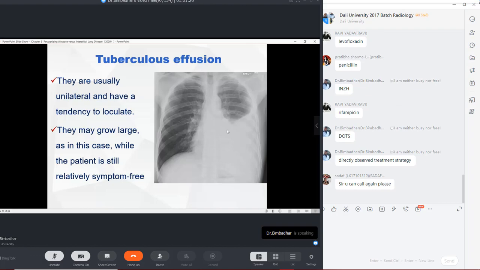Now, if there is a patient with a unilateral effusion, what's the first thing you have to suspect? Maybe he could have had tuberculosis. Every effusion is not tuberculosis, but still, what is the first thing that has to come to your mind? You have to think about tuberculosis. And they are relatively asymptomatic, symptom free.